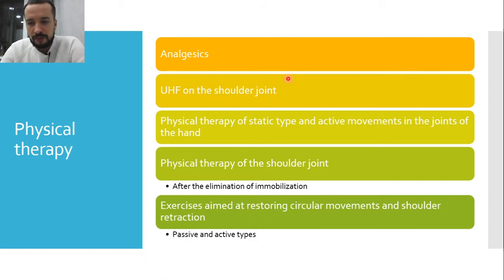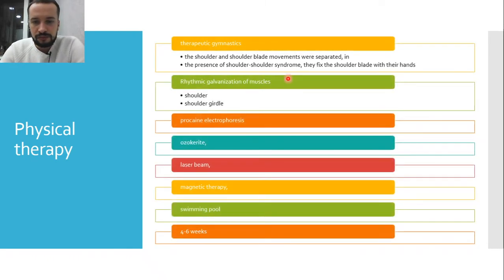Exercise should be of passive and active types, aimed at restoring circular movements and shoulder retraction. During therapeutic gymnastics, it should be monitored that the movements of the shoulder and shoulder blades are separated, and in the presence of shoulder syndrome, the shoulder moves with the shoulder blade. The methodologist needs to fix the shoulder blade with his hands.